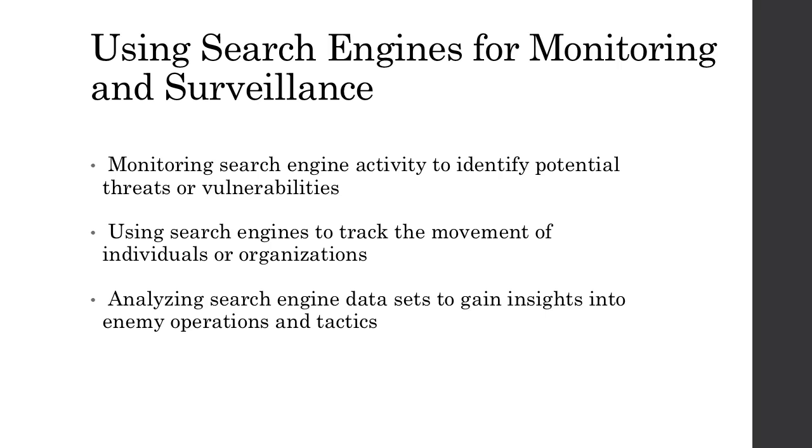Here's a simple explanation. Monitoring search engine activity is like looking through a security camera at a public place. It helps identify potential threats by tracking what people are searching for online, which can indicate their interests, needs, or goals. For example, if someone in a country with a history of terrorism starts searching for information on making explosives or terrorist tactics, it could raise suspicions and help authorities intervene early.